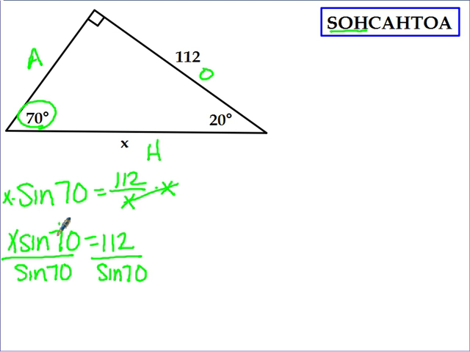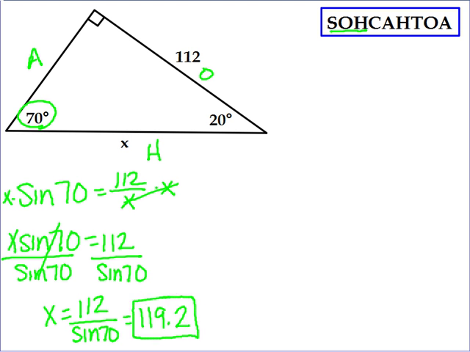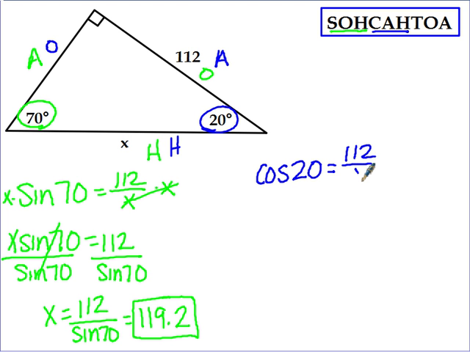So that x, when you plug that into your calculator, you're going to get 119.2. And there's no units on this one, so we can just leave it like that. Now again, I use that 70 degrees. If you use the 20 degrees, this side is still the hypotenuse, but then the opposite and adjacent switch. So this time I'm going to use cosine. So cosine of 20 would equal 112 over x. And when you solve, you would end up plugging in 112 divided by the cosine of 20. But you still get the 119.2.